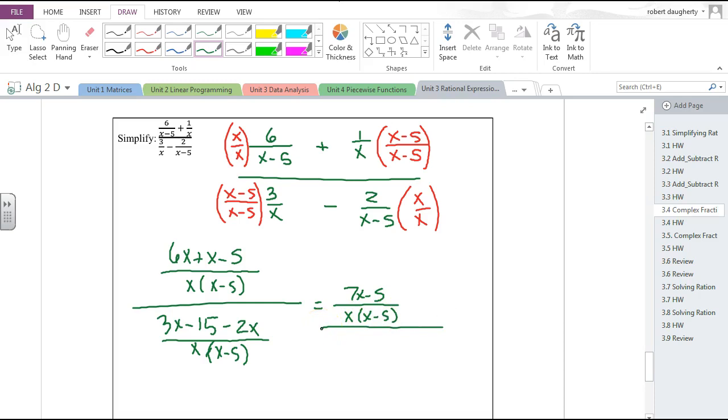What is this one down here? Yeah, x minus 15 over x minus 5. I like to always wait until I definitely have a fraction divided by a fraction. Then I turn it into multiplication. So this is 7x minus 5 over x minus 5 times what? Yeah, x minus 5 divided by, what was it, x minus 15.